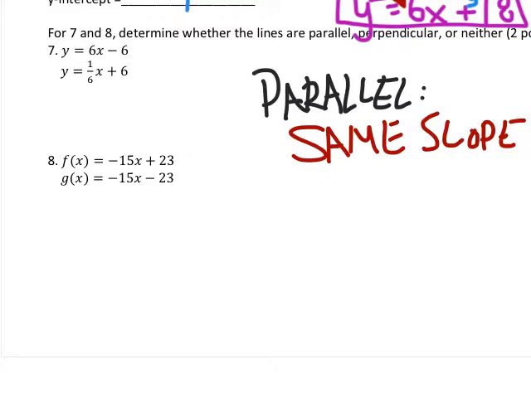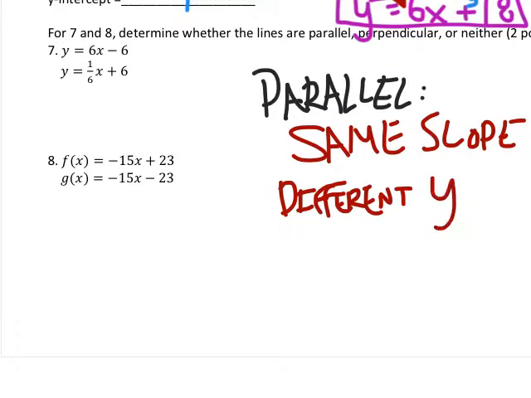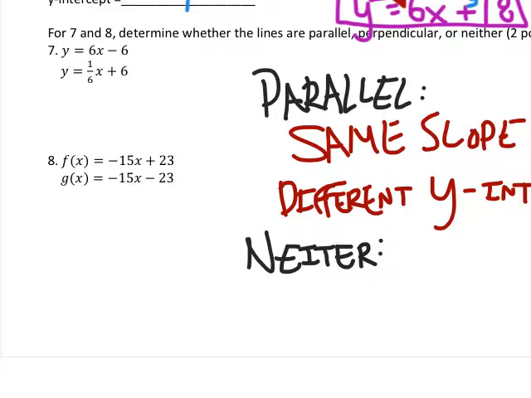But also you'd have different y-intercepts. If they're neither, then you have different slopes.